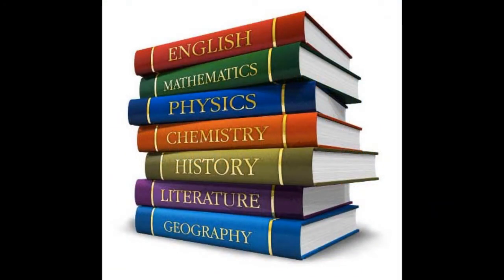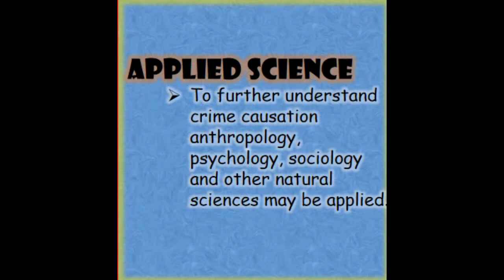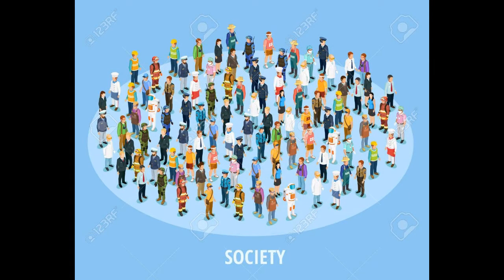Or we also include the study of these other sciences, such as, nandyan, anthropology. And then, meron din dyan psychology, and then sociology, and any other natural sciences that may be applied. So, sabi nga natin kanina, saan ba nag-i-exist ang crimes? Nag-i-exist yan, nangyayari dyan sa society natin. So, we need to include also studying our society. Okay? So, that is under sociology.